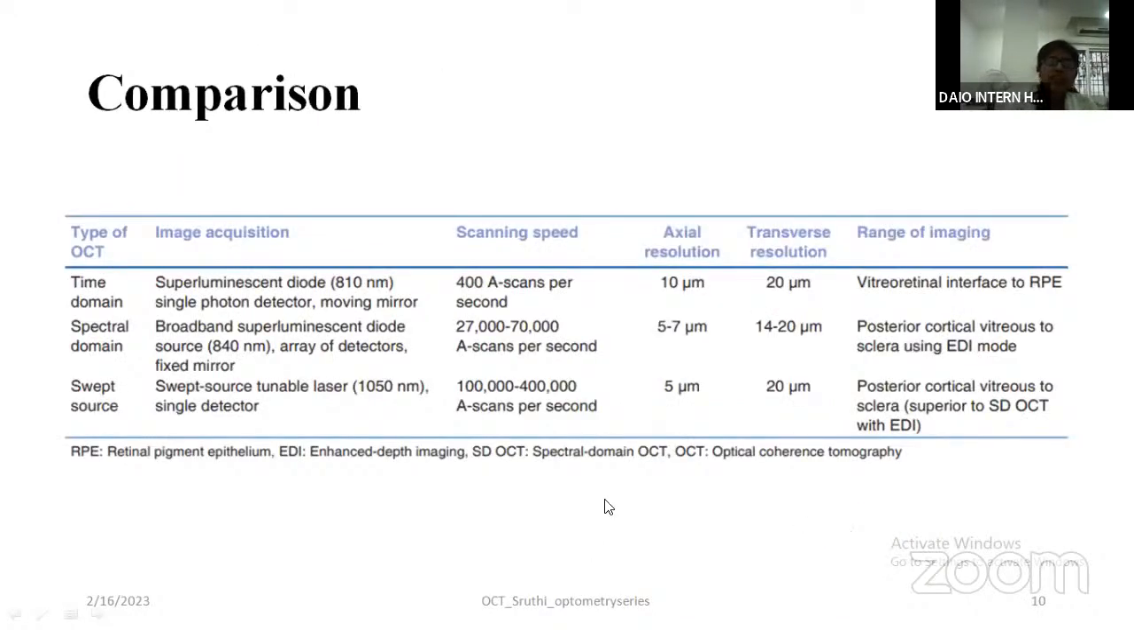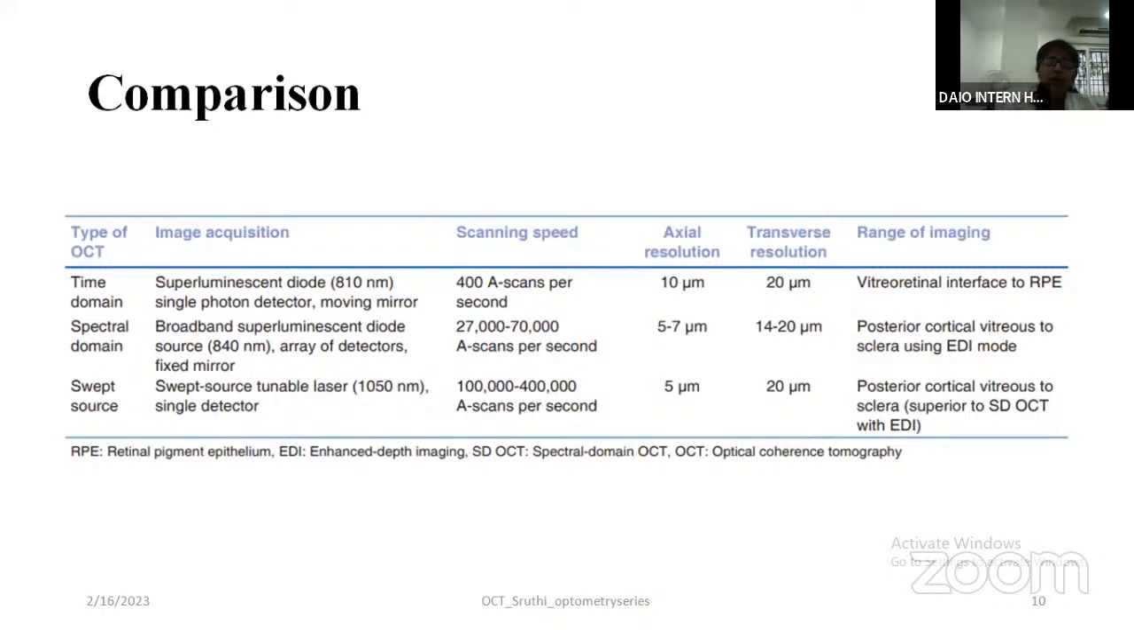This is a comparison of time domain, spectral domain, and swept source OCT. In time domain, the image acquisition is done with the help of a superluminescent diode, single photon detector, and a moving mirror. The scanning speed is 400 A scans per second. It images from the vitreoretinal interface to the RPE.